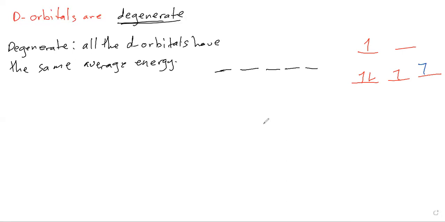So this electron, just focus on this one, right? It can absorb energy from light in the visible region and move up into the empty orbital. Now, the amount of energy it absorbs corresponds to a particular color.